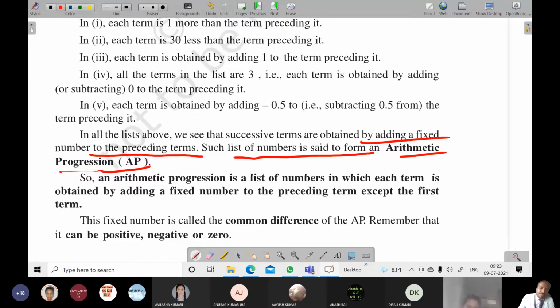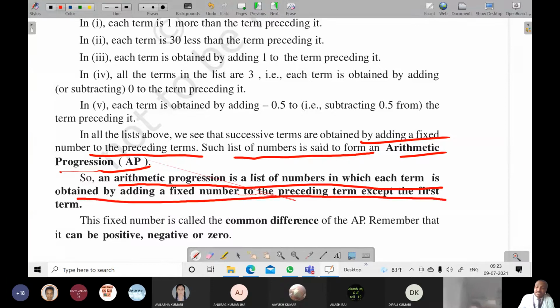Even over here another definition has been given. An arithmetic progression is a list of numbers in which each term is obtained by adding a fixed number to the preceding term, except the first term. That means, of course, when you watch only one number, we are not getting the pattern. When you find two numbers, like 5 and 8, we can say it has been increased by 3. If we see another number, we get confirmed that every number is being increased by 3 only. So it is in AP.